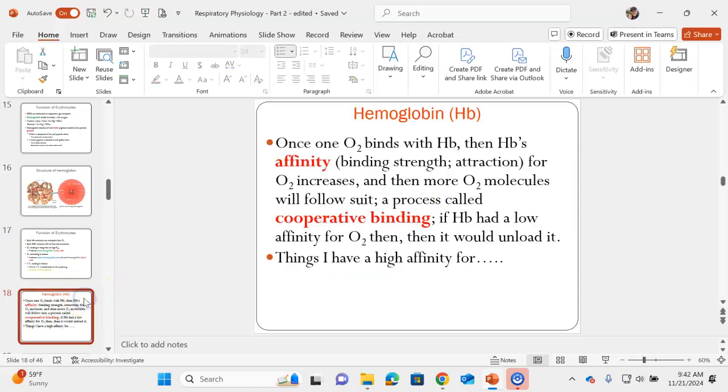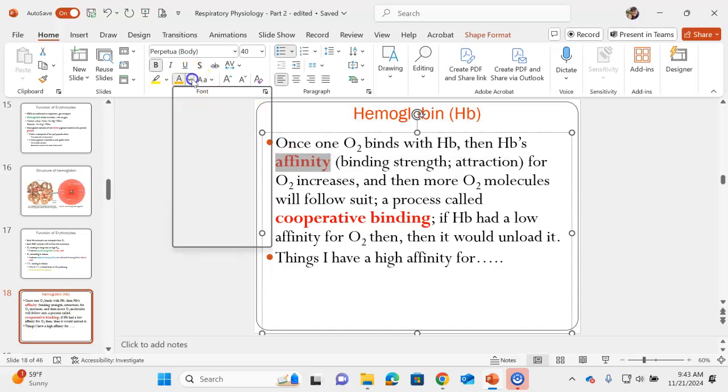All right, now, one more slide here, and then we're going to wrap up or we'll shut down 2A. There's a term here called affinity. Affinity is a super important term in this context. It means binding strength, or a strong attraction. And so one of the first things we're going to talk about in 2B are the factors that affect hemoglobin's affinity for oxygen, because that's going to determine whether or not it gets saturated. So affinity, again, is a binding strength or an attraction.